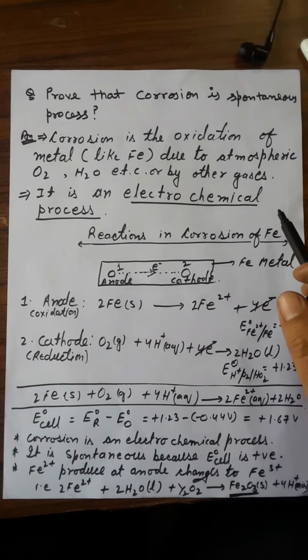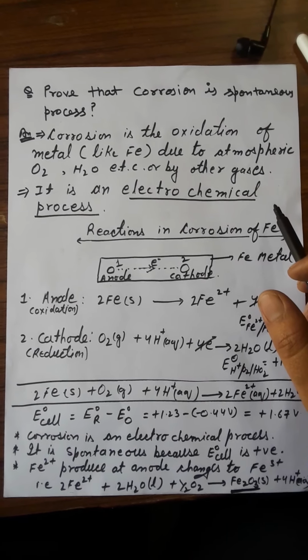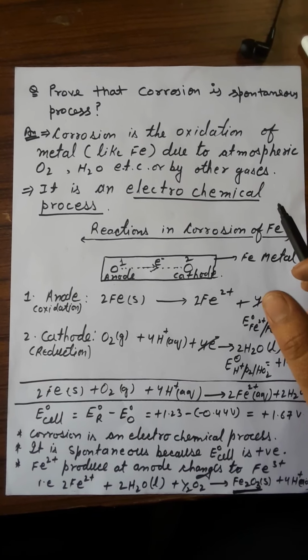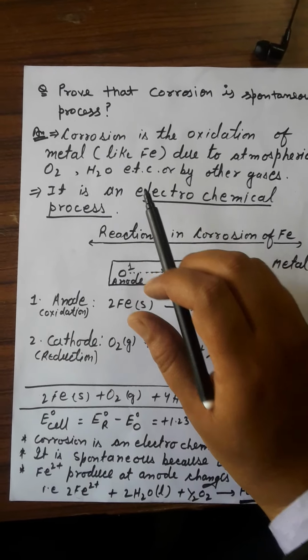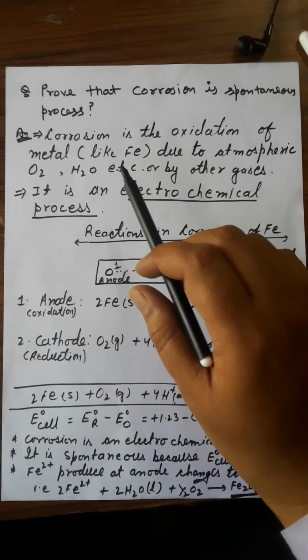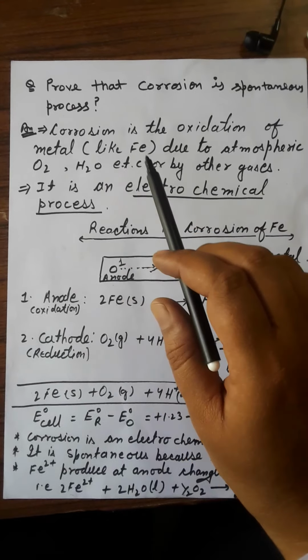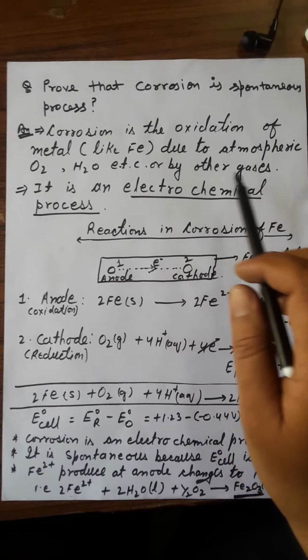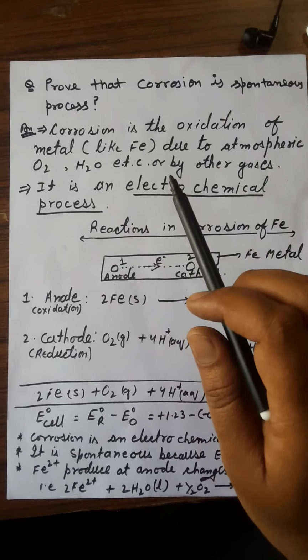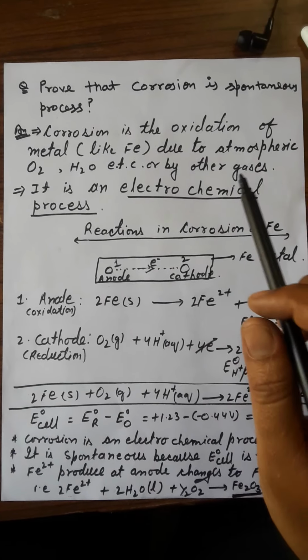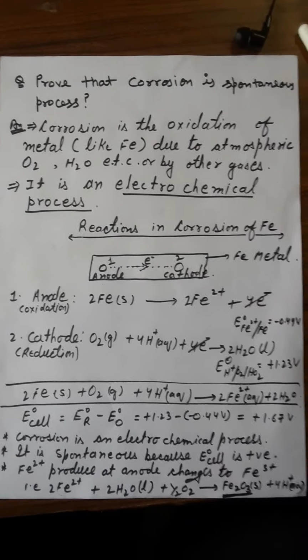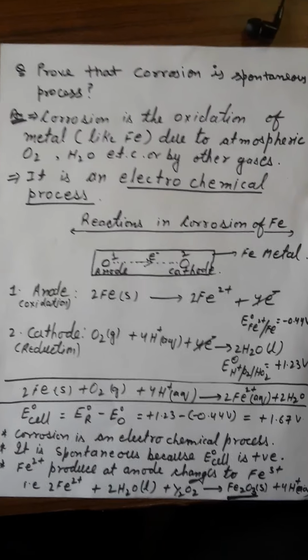The question arises: how is corrosion a spontaneous process? First of all, let us discuss the word corrosion. As you know, corrosion is the oxidation of metals like iron, zinc, copper, etc., due to atmospheric oxygen, water, or any other gases, even by chemicals. Now in this topic we are going to discuss the corrosion of iron.